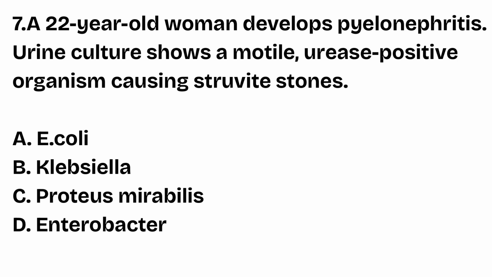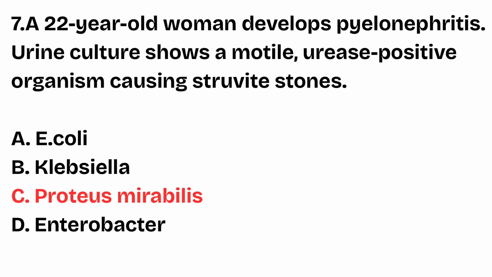Question number 7. A 22-year-old woman develops pyelonephritis. Urine culture shows a motile urease-positive organism causing struvite stones. Identify the organism. E. coli, Klebsiella, Proteus mirabilis, Enterobacter. The right answer is option C, Proteus mirabilis.